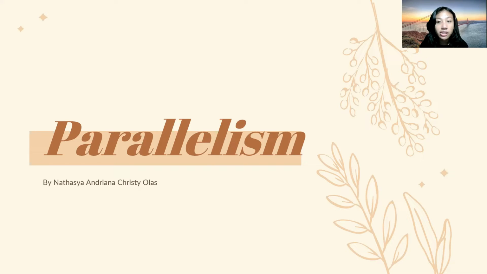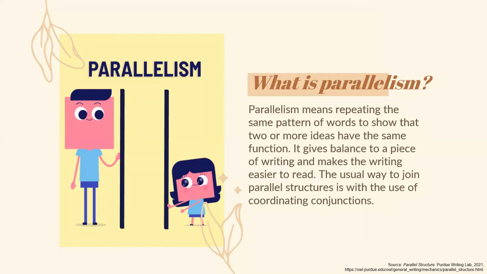My name is Nathasya and now I want to explain to you about parallelism. So, what is parallelism? Parallelism means repeating the same pattern of words to show that two or more ideas have the same function. The function of parallelism is to give a balance to a piece of writing and make the writing easier to read. And the usual way to join the parallel structure is with the use of coordinating conjunctions.